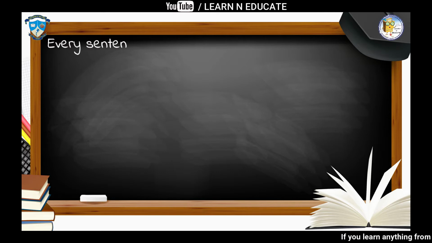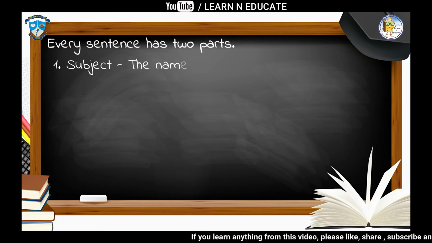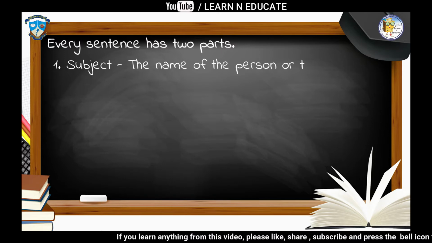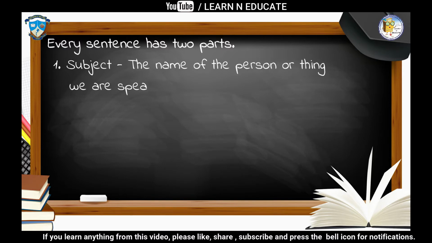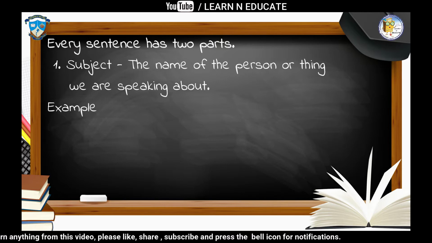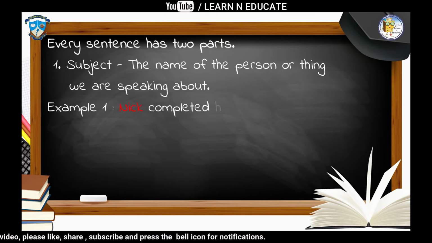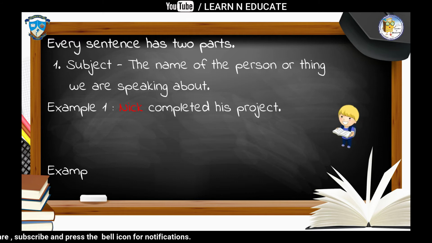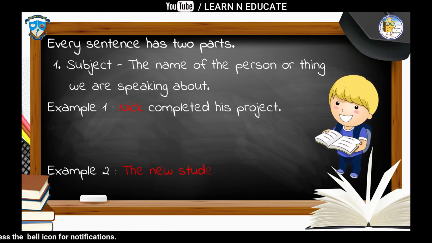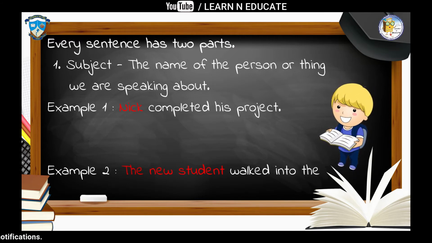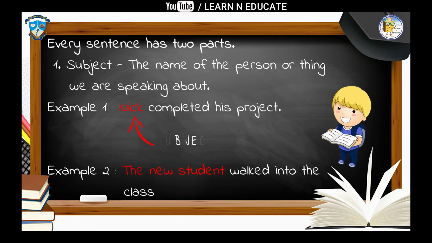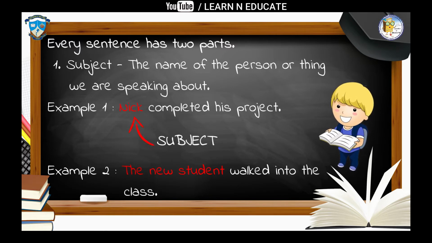Every sentence has two parts. First is the subject, that is the name of the person or thing we are speaking about. For example, Nick completed his project. Here, we are speaking about Nick. So, Nick is the subject.